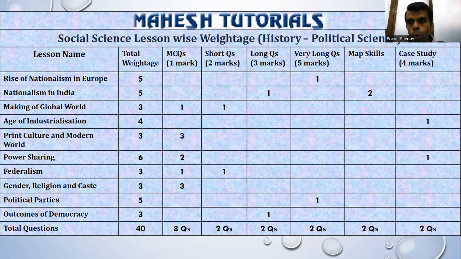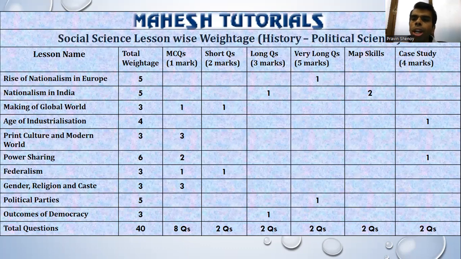Going further towards the next chapter, which is making of global world, 3 marks is the weightage. You can expect 1 MCQ and 1 2-mark question from this chapter. The next chapter over here is the age of industrialization. The weightage is 4 marks. Expect 1 case study from this chapter. And history's last chapter is print culture and the modern world. The weightage is 3 marks, and for all these 3 marks you can expect 3 MCQs from this chapter. So this is the way the 20 marks of history is divided.